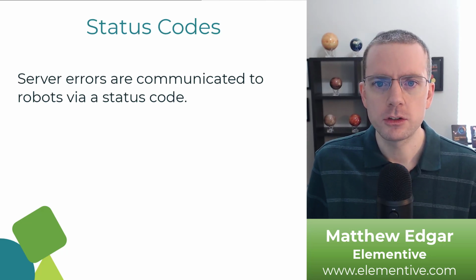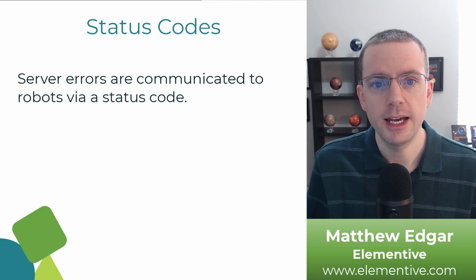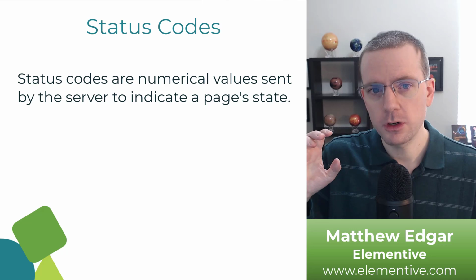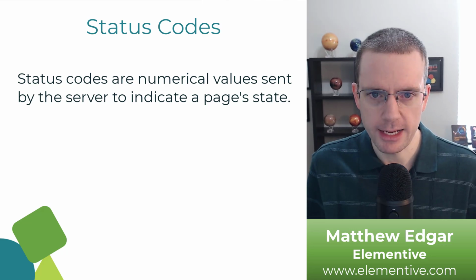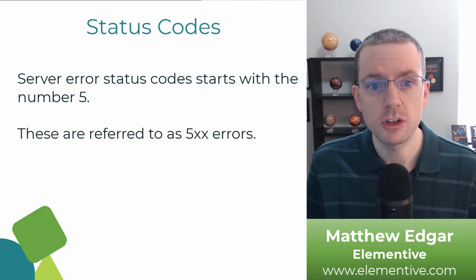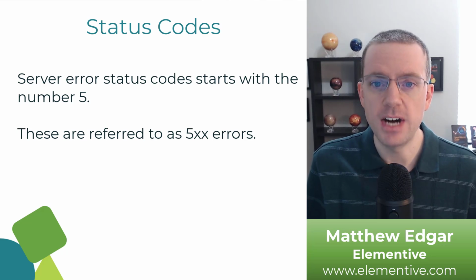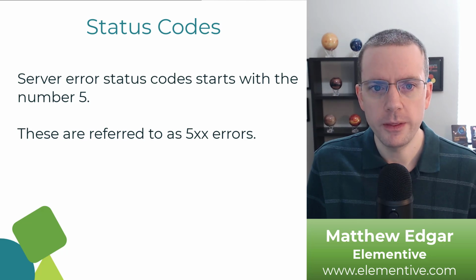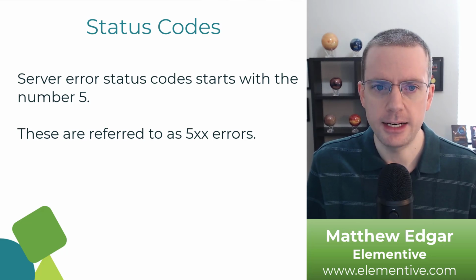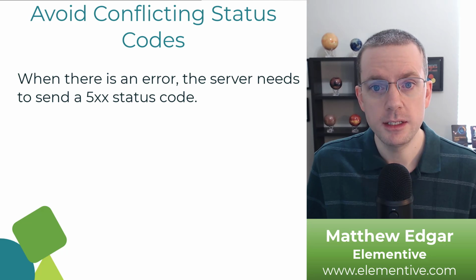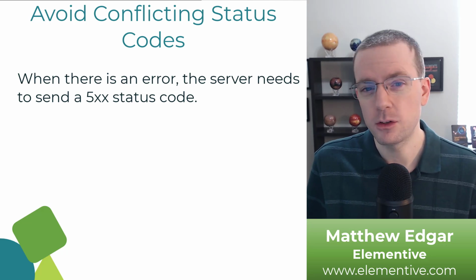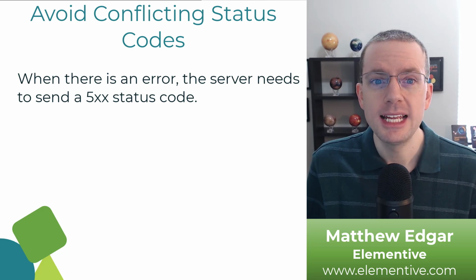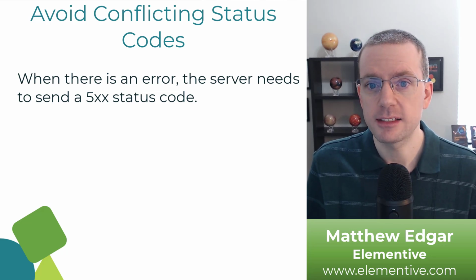So server errors are communicated to robots via a status code. A status code is a numerical number sent by the server to indicate the state of a requested page. A status code that communicates a server error starts with the number 5. There are several different types of server errors, and all of these fall within the 5XX class of status codes. So the first thing we need to make sure of is that our server sends the right status code when it encounters an error. That means the status code needs to be within the 5XX class.